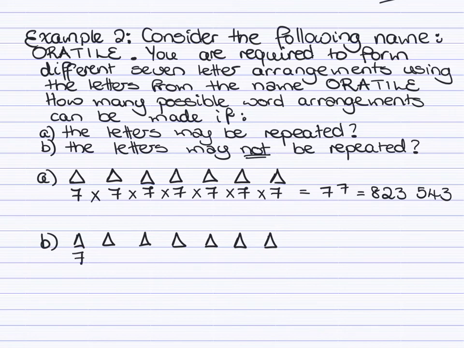For part B, where repetition is not allowed, what you then have to do when you have chosen the first letter, for the first triangle, you have 7 letters to choose from. Now, if repetition is not allowed, in the second triangle, you are left with 6 letters to choose from. Since you have used up 2, for the third triangle, you are left with 5. You've used 3, and for the fourth triangle, you are left with 4. And so on till you get to the final one. Again, we are required to multiply these options together, and this then results in an answer of 5,040.